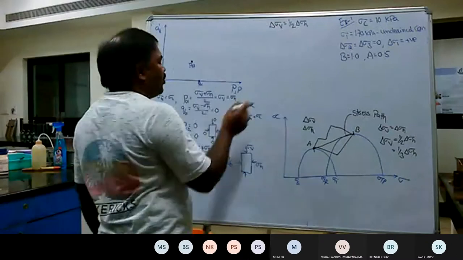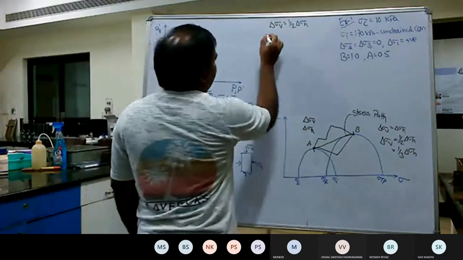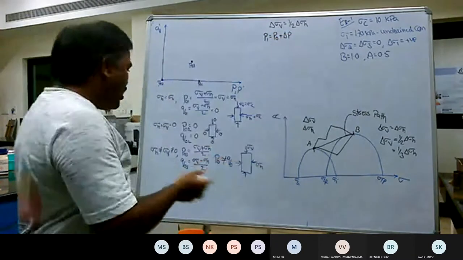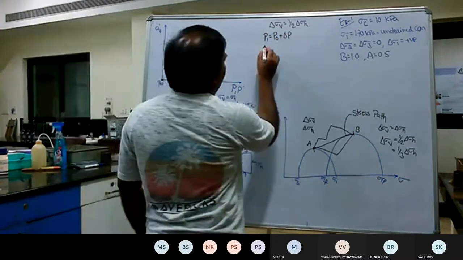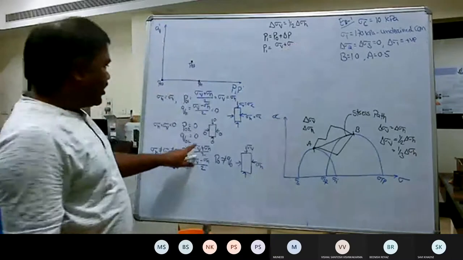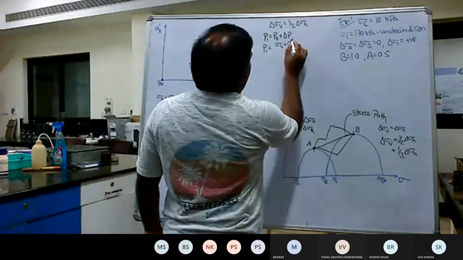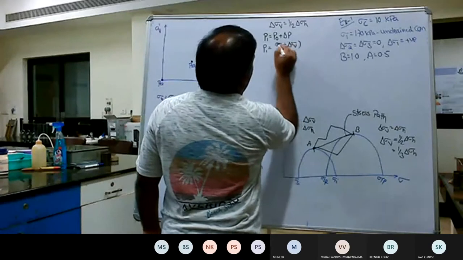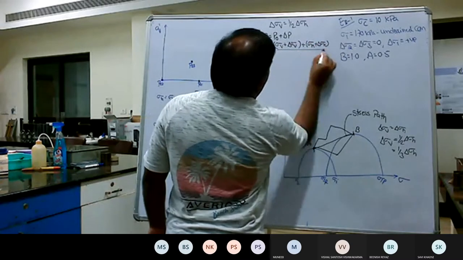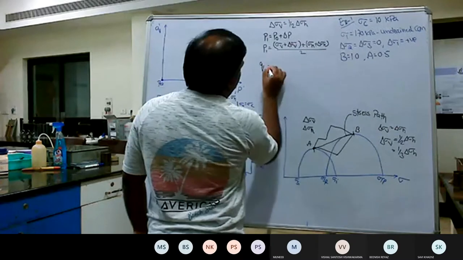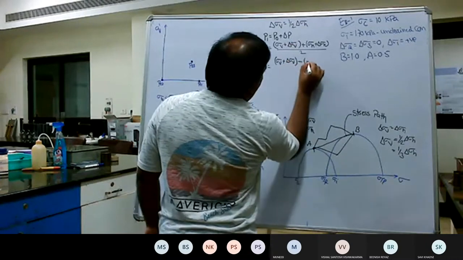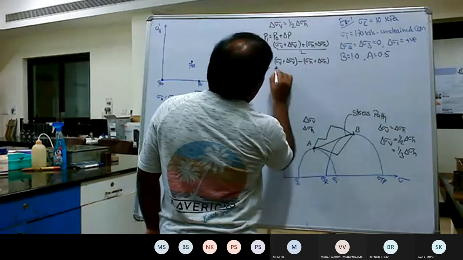Now suppose I want to know another point. Since I am starting from here, point number P1 is nothing but P0 plus delta P, or in some books you can see P1 is written as sigma v plus delta sigma v plus sigma h plus delta sigma h divided by 2. Similarly, q1 is equal to sigma v plus delta sigma v minus sigma h plus delta sigma h divided by 2.